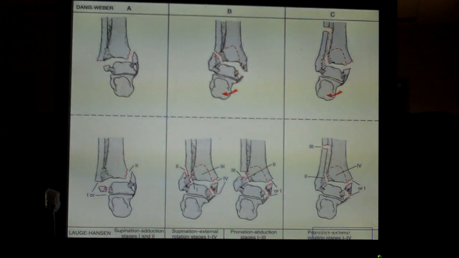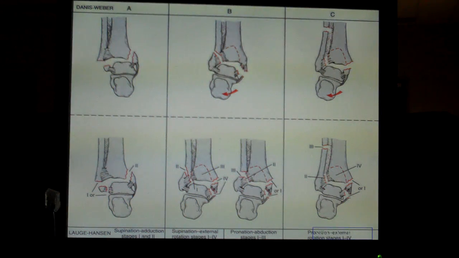So the other way to describe them is Weber. Do you guys describe them in your minds? Do you think of them in Lauge-Hansen or Weber? What do you, Doug? Weber. Weber? Both. Mark? Both. How about you? The fibula is a Weber, but none of the systems have any prognostic value. Okay. How about you, Jack?